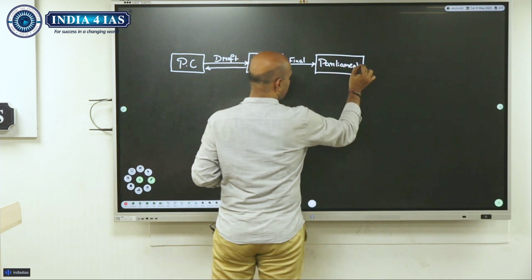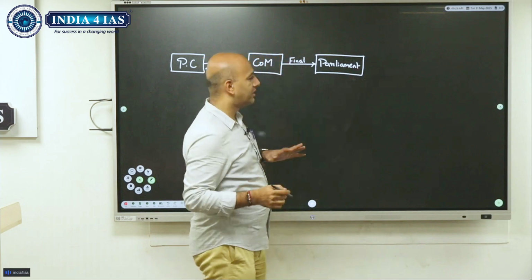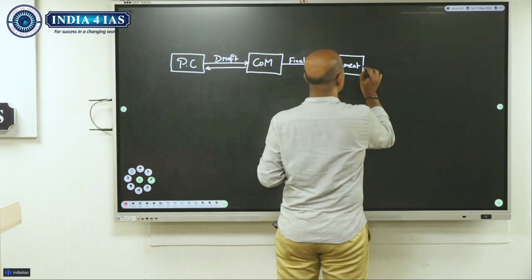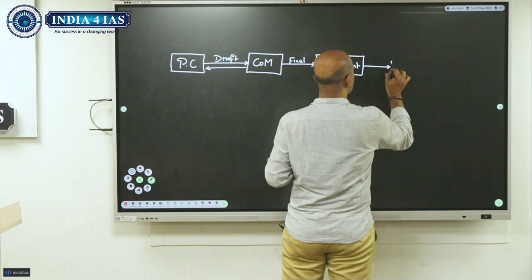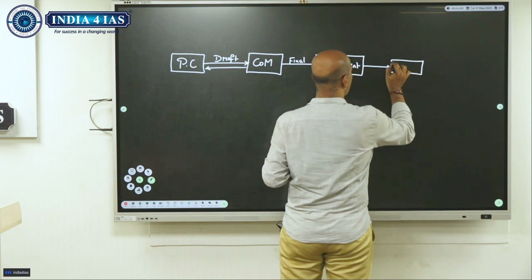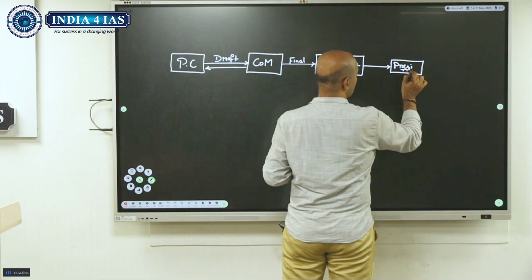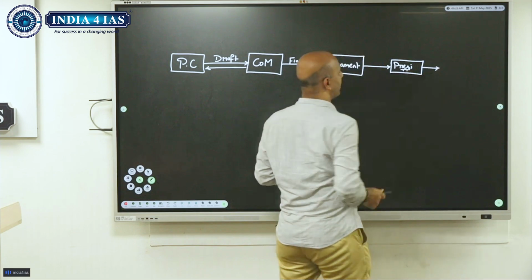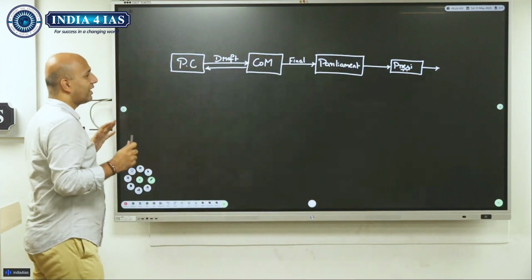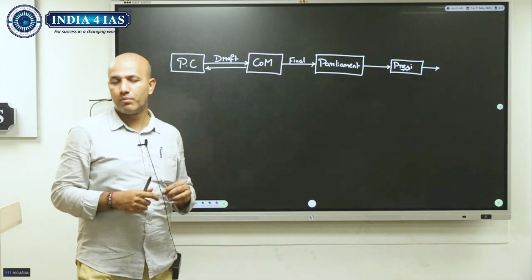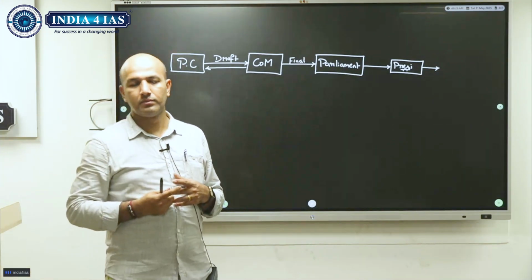Discussion about this happens in Parliament. Once Parliament approves after discussing the changes, it goes to the office of the president, and once the president approves, this goes to implementation. This was the way in which planning was happening, the process in which planning was happening, right?